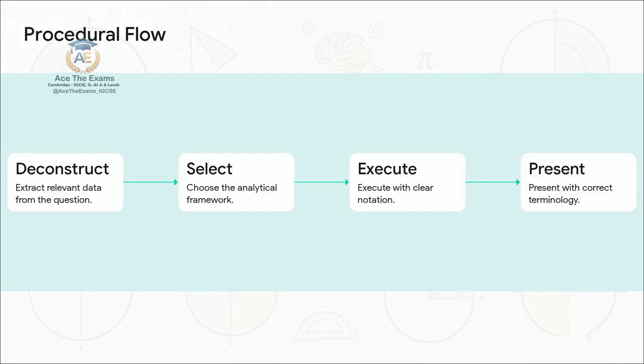Step 1. Deconstruct the question and extract data. This is where you mentally highlight and isolate the givens. What's the radius? Is the angle in radians or degrees? Just extract it. Step 2. Select the analytical framework. Are we hunting for a perimeter, an area, or maybe a shaded region combining a triangle and a sector?